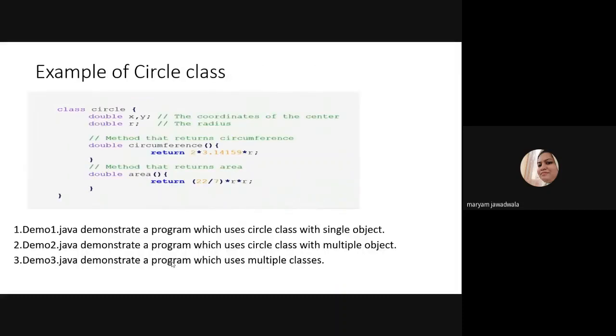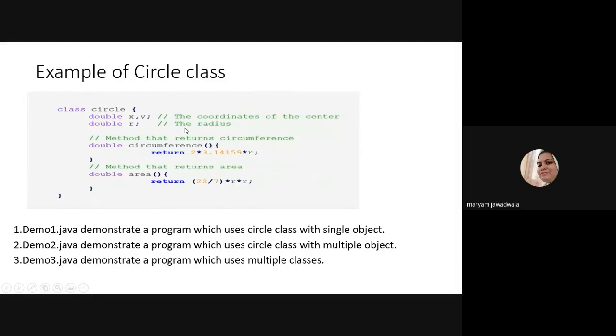Okay, and this is an example of how to write the circle class. Class is a keyword, written in blue, and this is Circle. Here C is a capital letter, that was a typing mistake. Class Circle, and in the brackets you need to define that class. First you write double x, y, these are the coordinates of the center, and double r, this is the radius.